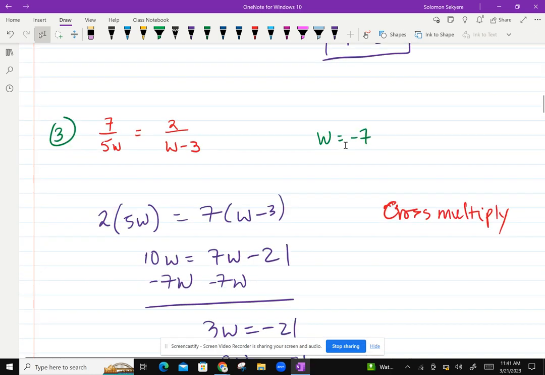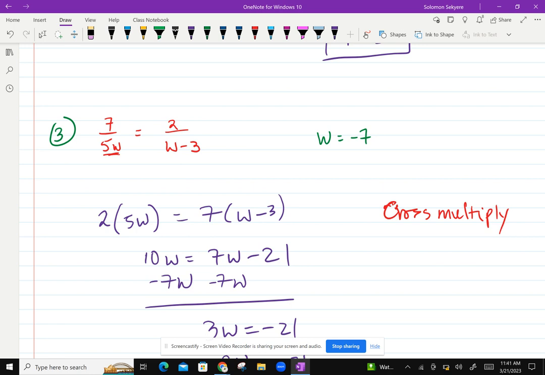Okay, now let's move on to what we call cross multiplication. You have one rational equation, you have one fraction here. Let me put that one fraction on the left and then one fraction on the right. So we have this setup. What comes to mind? Cross multiply.